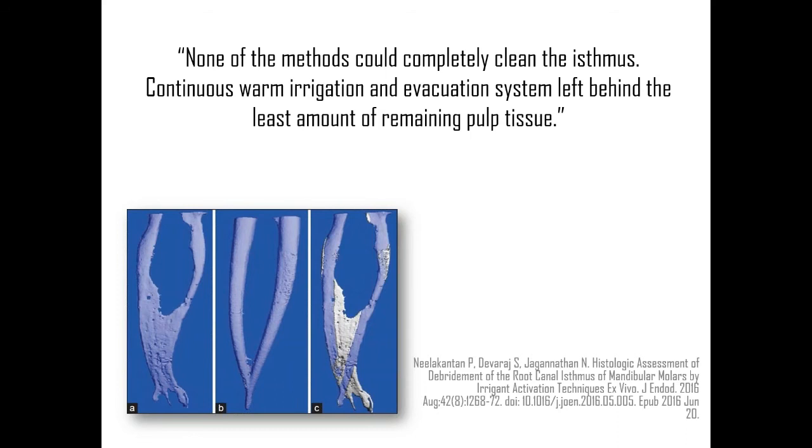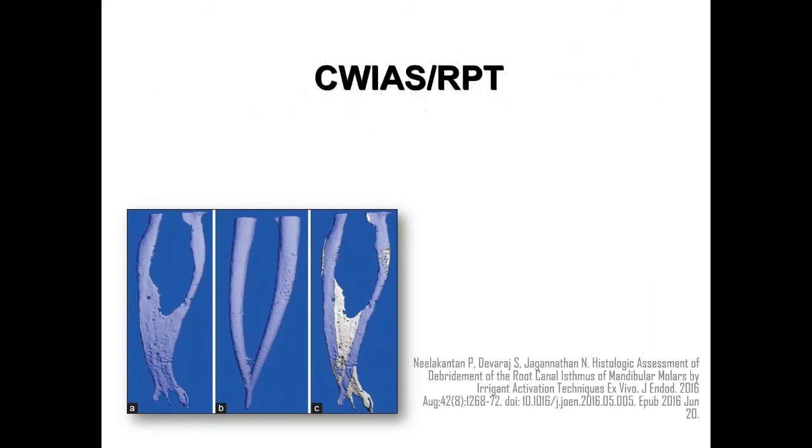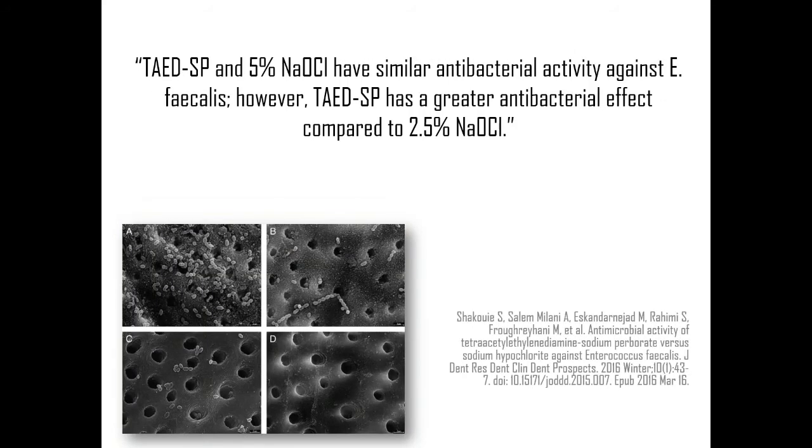instrumentation. Interestingly, none of the systems removed all the remaining pulp tissue from the isthmus when they sectioned and looked at these teeth, but the continuous warm activated irrigation with sodium hypochlorite performed the best. We know that, and you probably would expect that because it disrupts biofilm, the protein matrix, and proteins. So the result of the study here was, this is a new technique, and we may see more of this, I think, and development of this in the future as we look at endodontics.